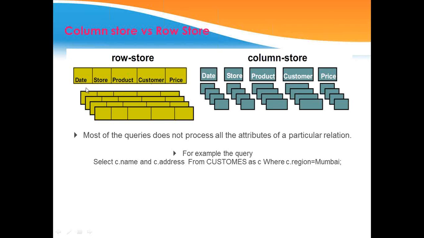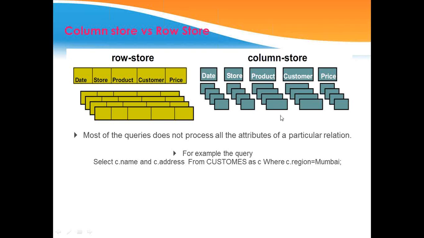But in the row store, what will happen? It reads all the data in the row and only gives these two. The time taken to read all this data is the first challenge. The second thing is the memory consumed for this. Unnecessarily it has to read the date column, store column, product column, customer column, and price column. Among these, it fetches these two columns' data. So that's what happens in the row store.